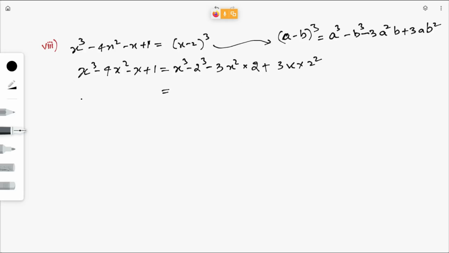So now again x cube minus 4x square minus x plus 1 as it is. Okay, so simplify this one. You will get x cube minus 8 minus 6x square plus 2 2s are 4, 4 3s are 12x.